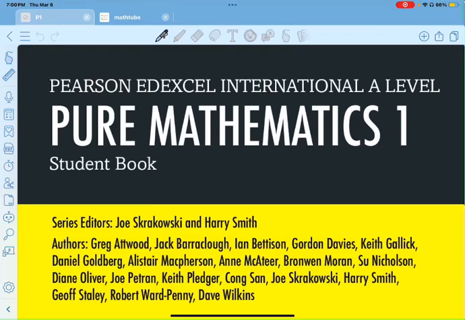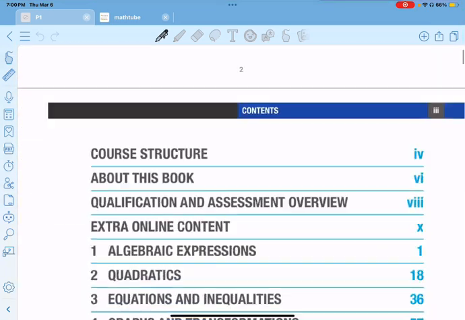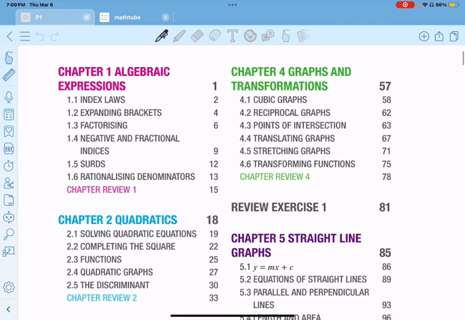Welcome to Pure Mathematics 1, Pearson Edexcel A level, so AS level. Usually we use the specification and go topic by topic, but for this we will use the textbook and go topic by topic through this, okay? So let's start from the beginning.